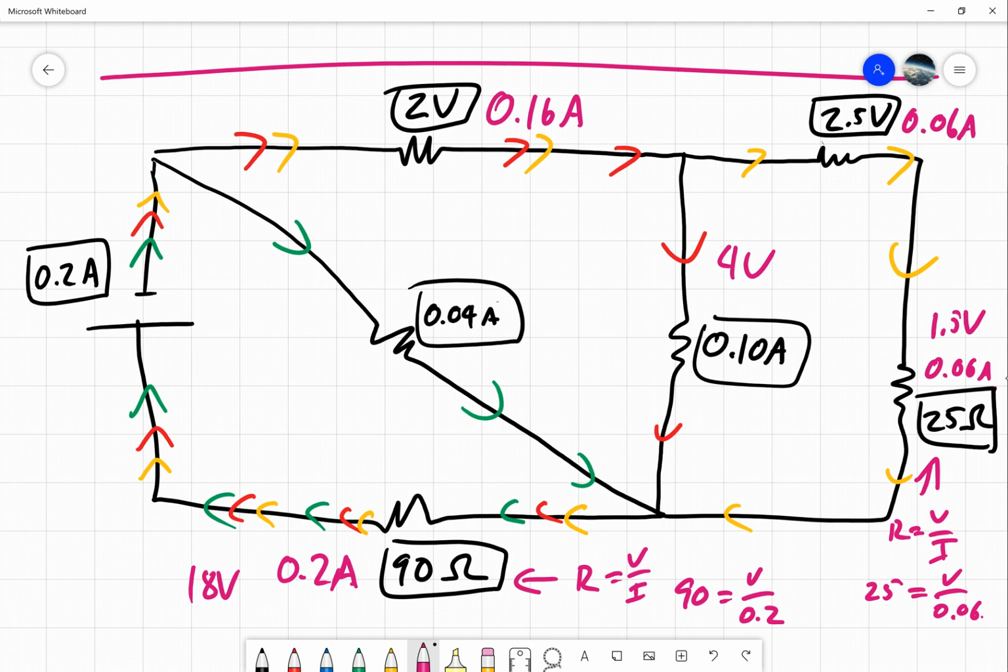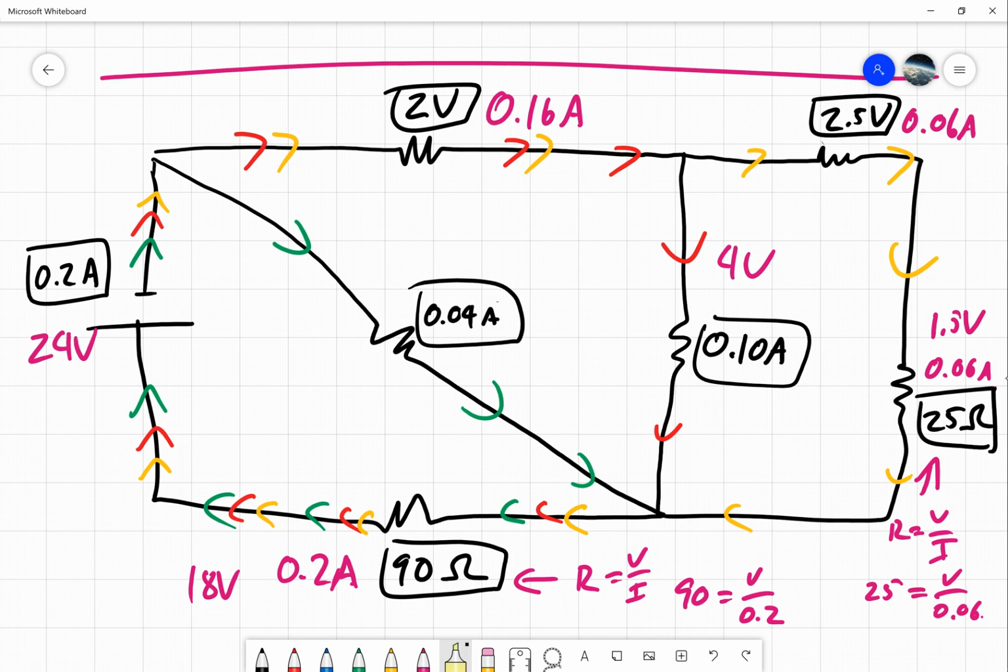Now let's look at the red pathway as a total. We can see that it's spending 2 volts at its first resistor. It's spending 4 volts at its second resistor, so up to 6 volts. And then we've got 18 volts over here, which means the total voltage the red had to have was 24 volts. This is going to be true of every pathway.